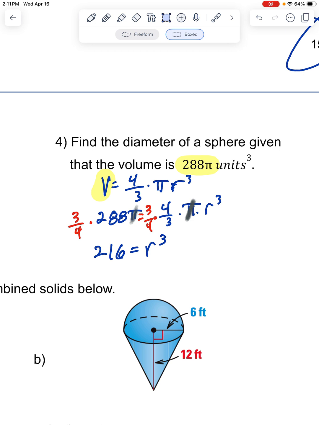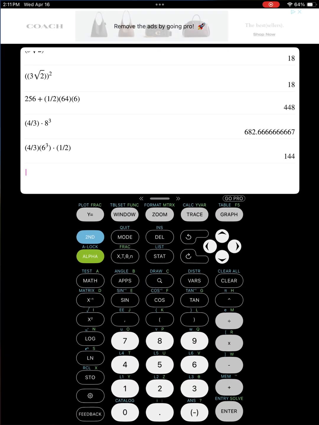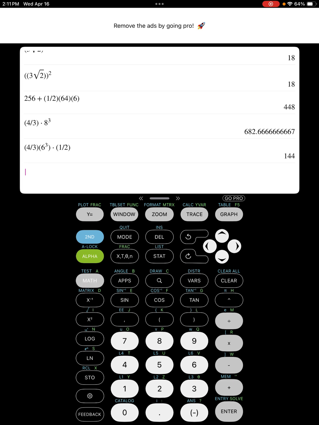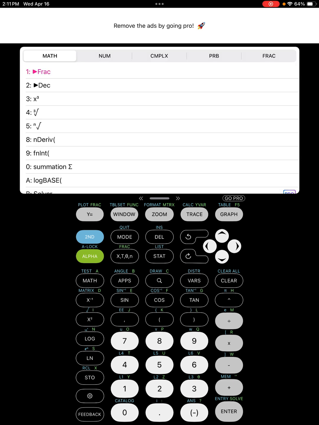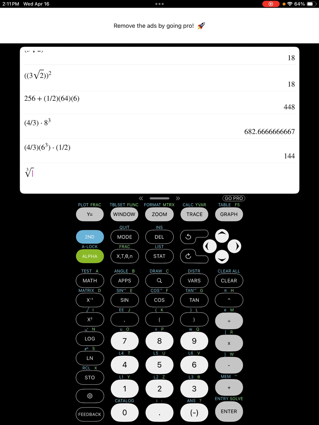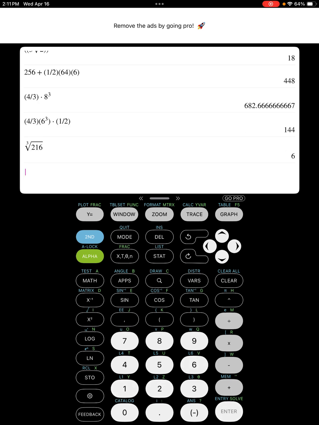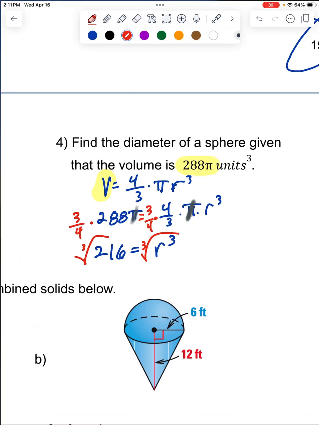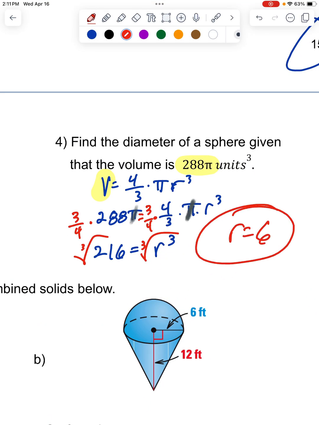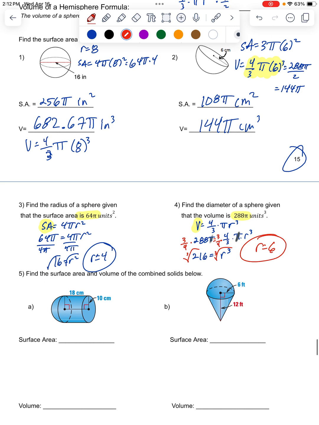Since it's r cubed and not r squared, I need to take the cube root of both sides. How you do that in your calculator is like this: I press the math button, and for me it's the fourth one down, cube root of 216. Look at that, it's a nice number. So r equals 6. We're going to pause there and then I'll pick up the rest and answer any questions that you have on Monday.